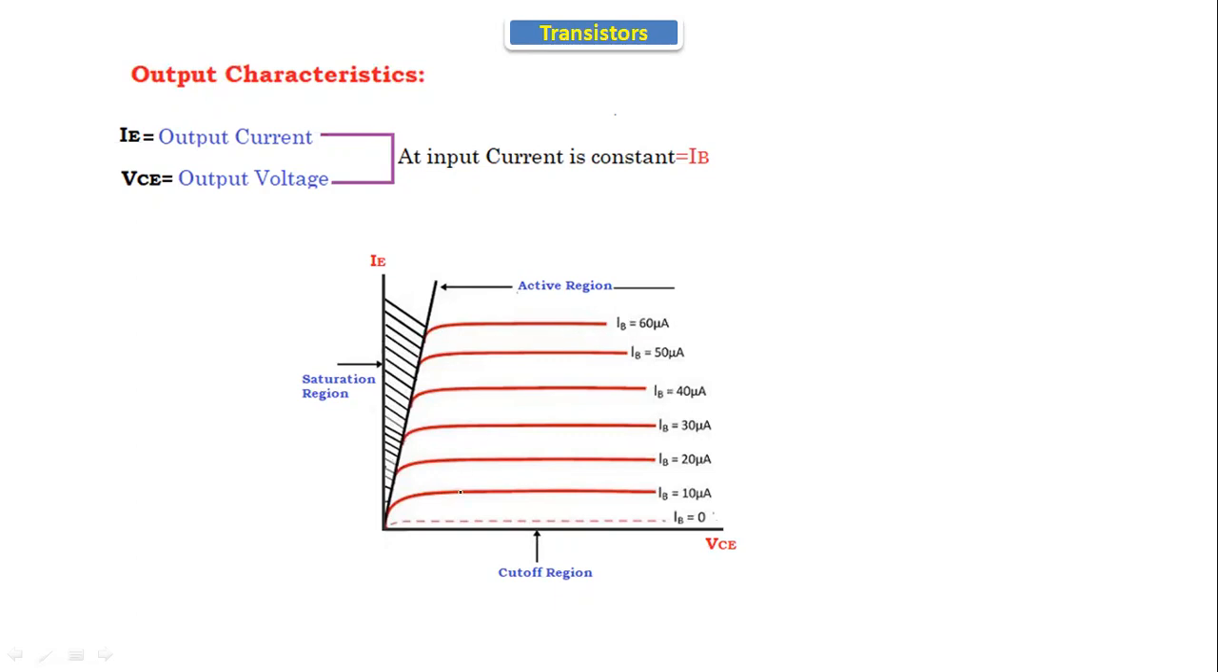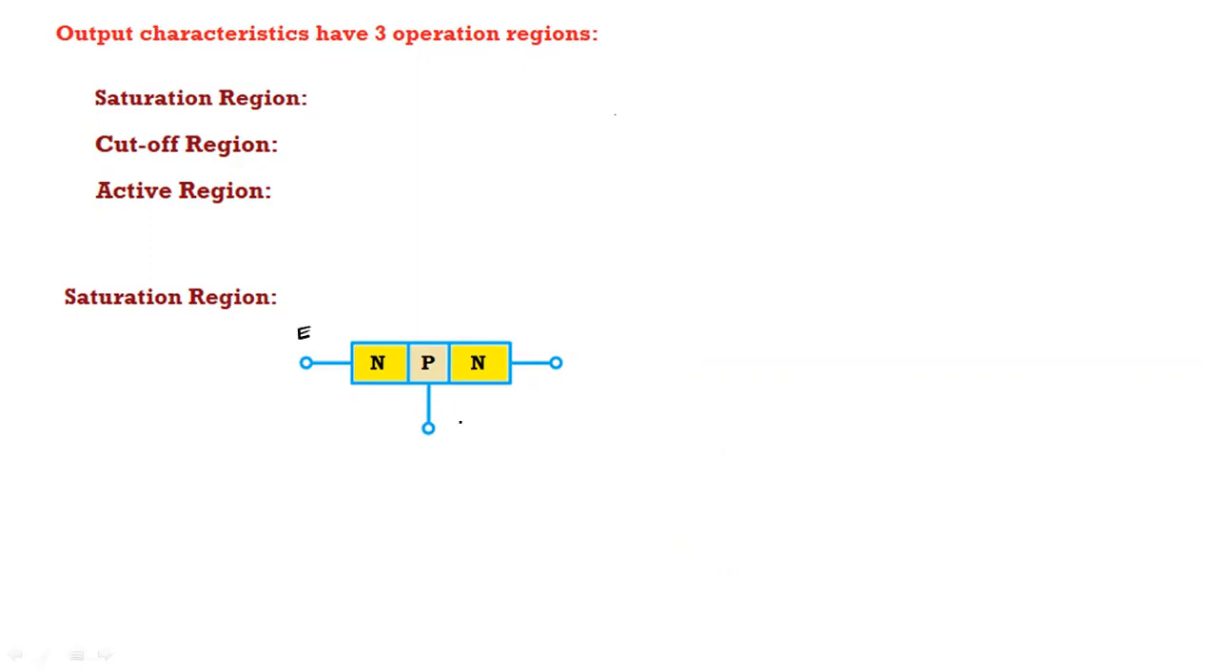Now let's discuss the regions here. The output characteristics have three operating regions. The first one is the saturation region, the second one is the cutoff region, and the third one is the active region. Now let's discuss what the saturation region is. This is the NPN transistor. In this, there are three terminals: the emitter terminal, the base terminal, and the collector terminal. It has two junctions.